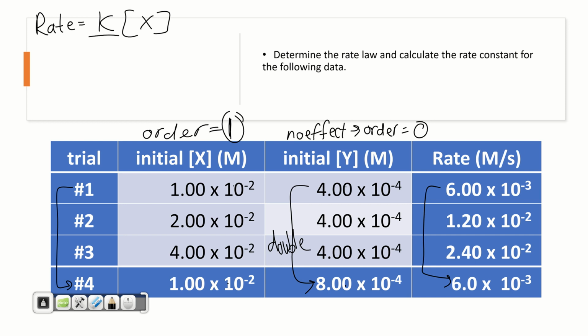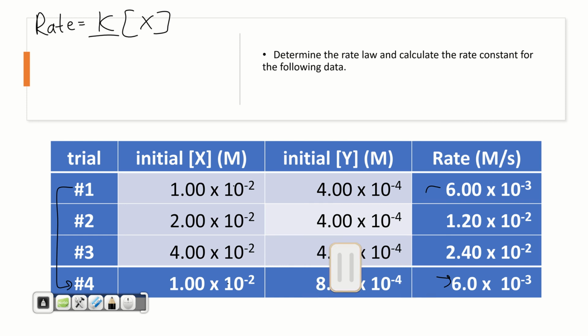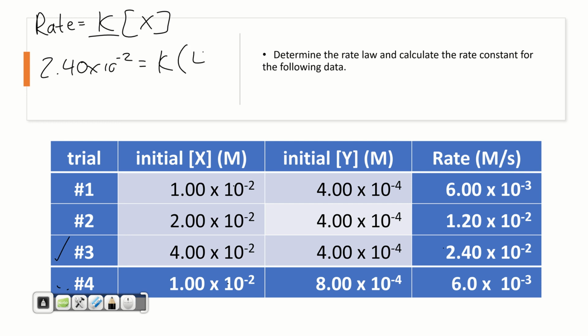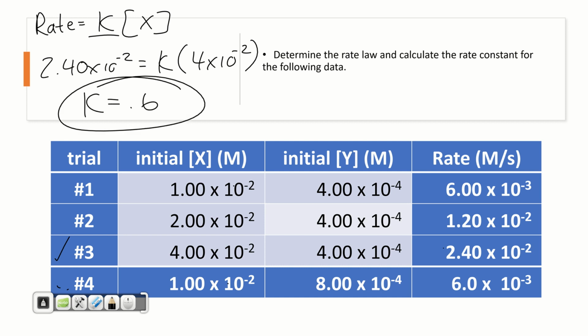Let's solve for k. Again, just pick any random experiment you want. Let's randomly pick number 3. Why not? You could pick number 1. It doesn't matter. Our rate for 3 is 2.40 times 10 to the negative second equals k times x, 4 times 10 to the negative second, and I just divide it. I get k is equal to 0.6, and that is your rate constant.